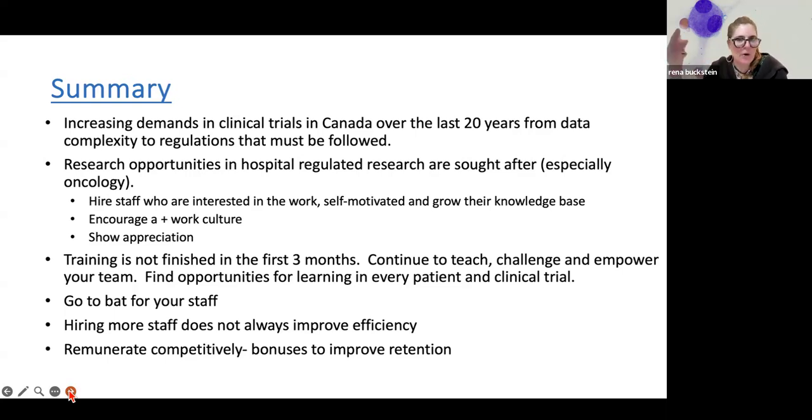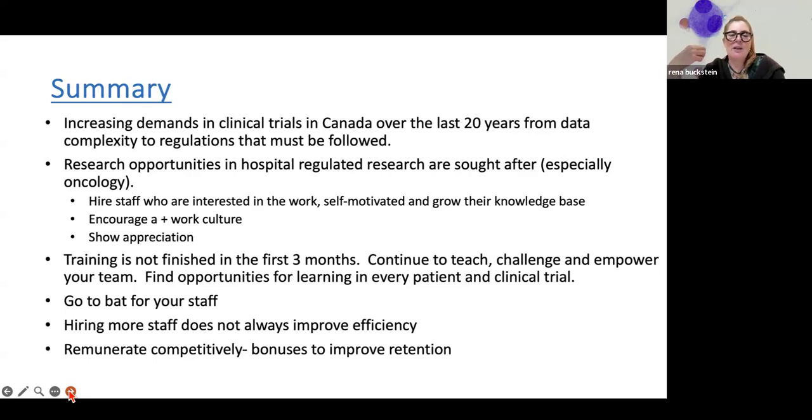It's an ongoing iterative process, and continue to empower and challenge your team, and make sure you point out opportunities for learning in every clinical trial. And their staff will learn as they go. They'll learn how to grade toxicities faster. They'll learn how to recognize what are the important symptoms to report or not.